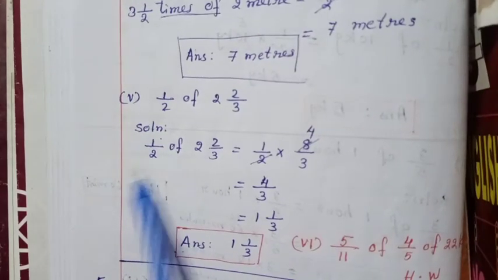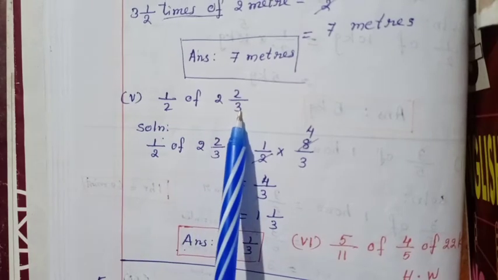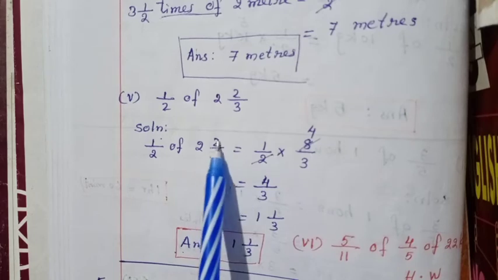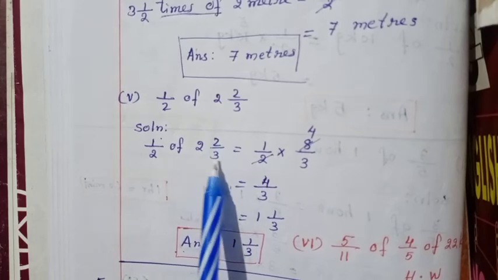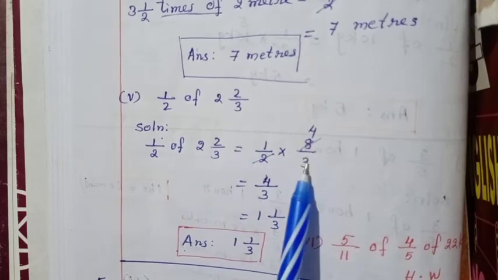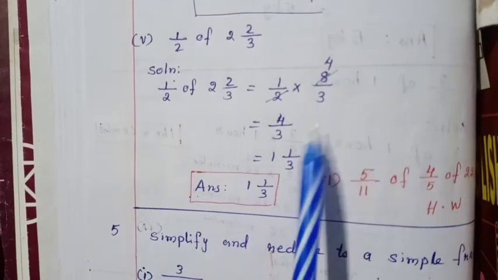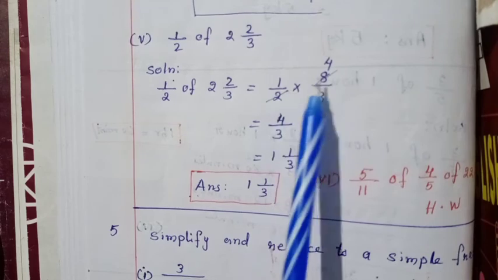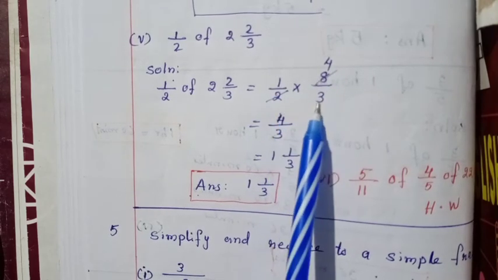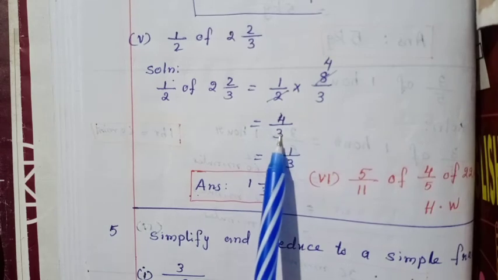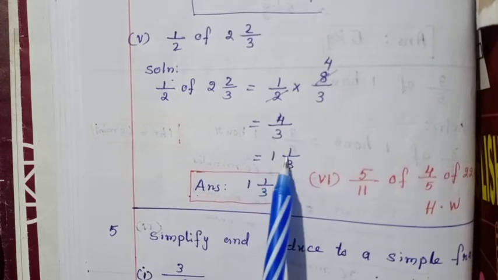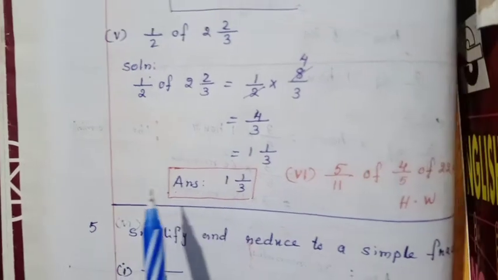Next, number 5. 1 by 2 of 2 2 by 3. 1 by 2 of means into. The mixed fraction we change to improper: 3 into 2, 6 plus 2, 8, so 8 by 3. Next, 2 and 8 we can divide. 2 fours are 8, 4. Then 1 into 4, 4. Denominator only 3 remaining. So 4 by 3 is the number. 4 is bigger, so divide and get 1 1 by 3 as the answer.